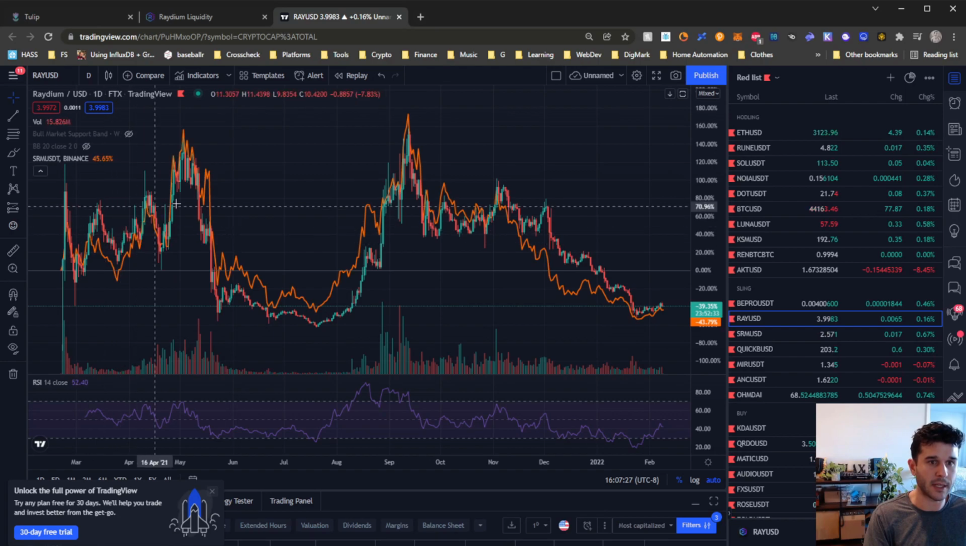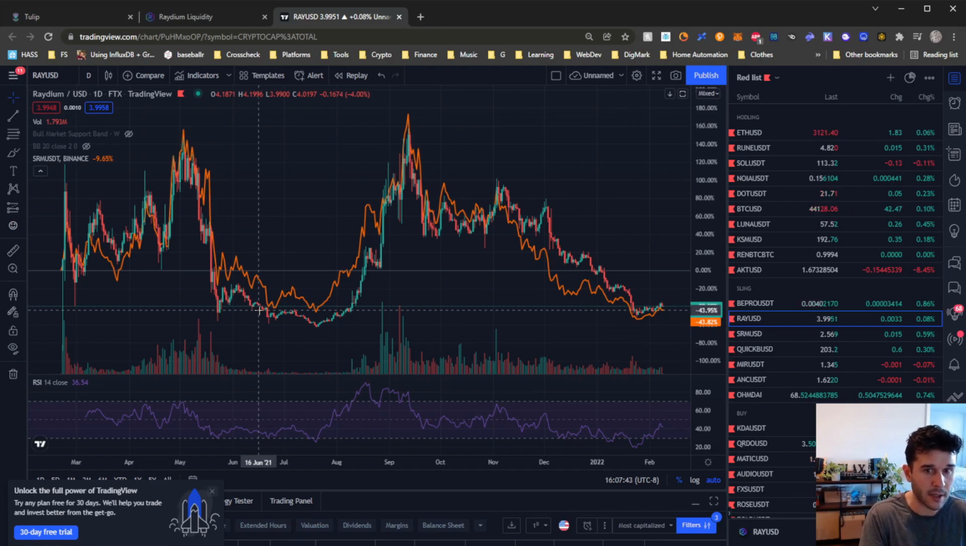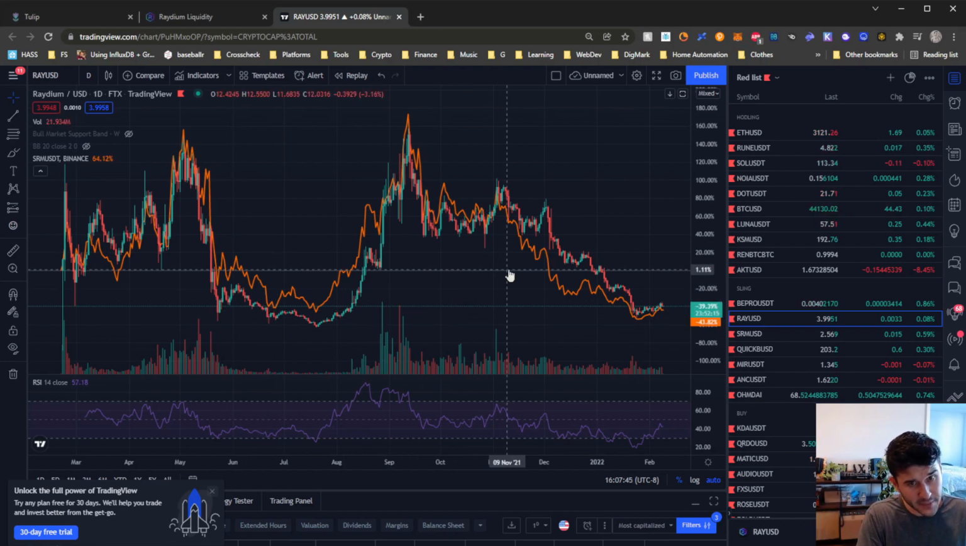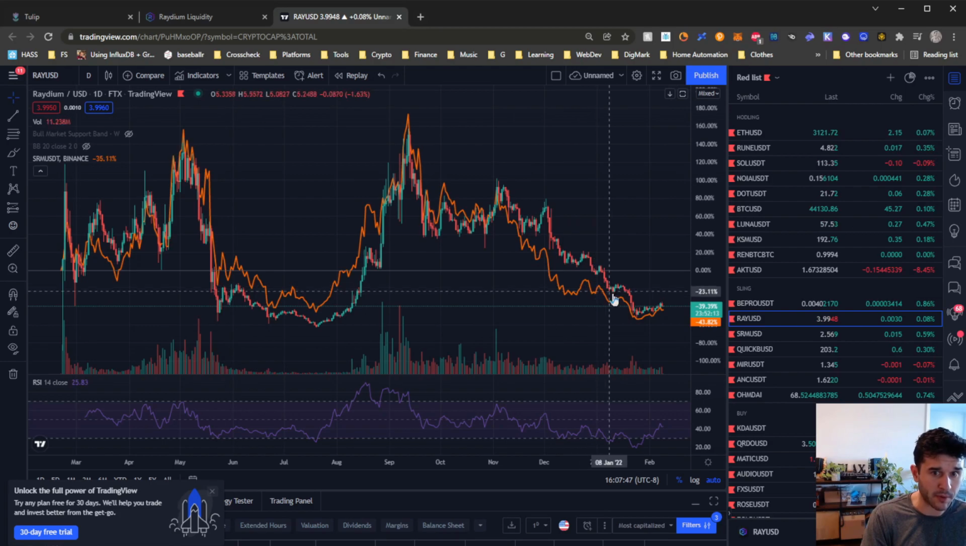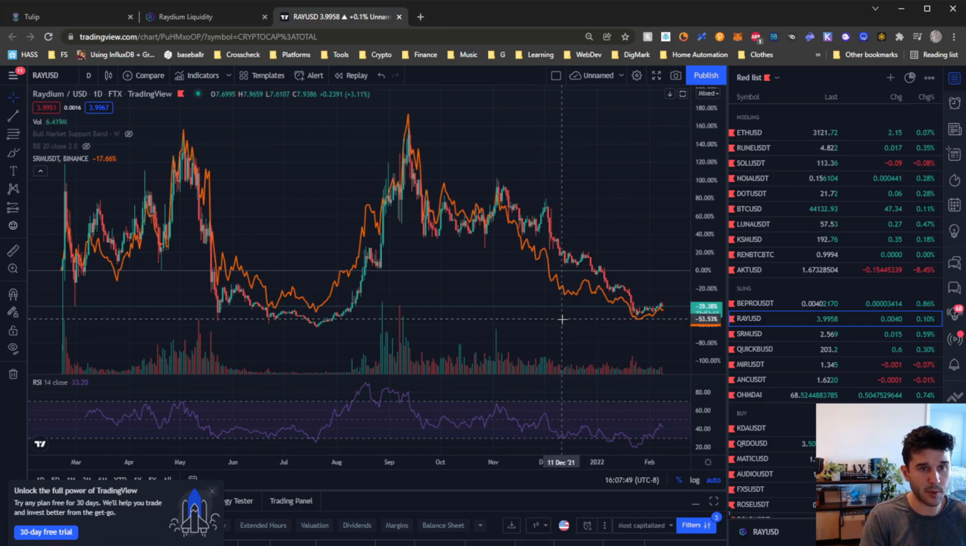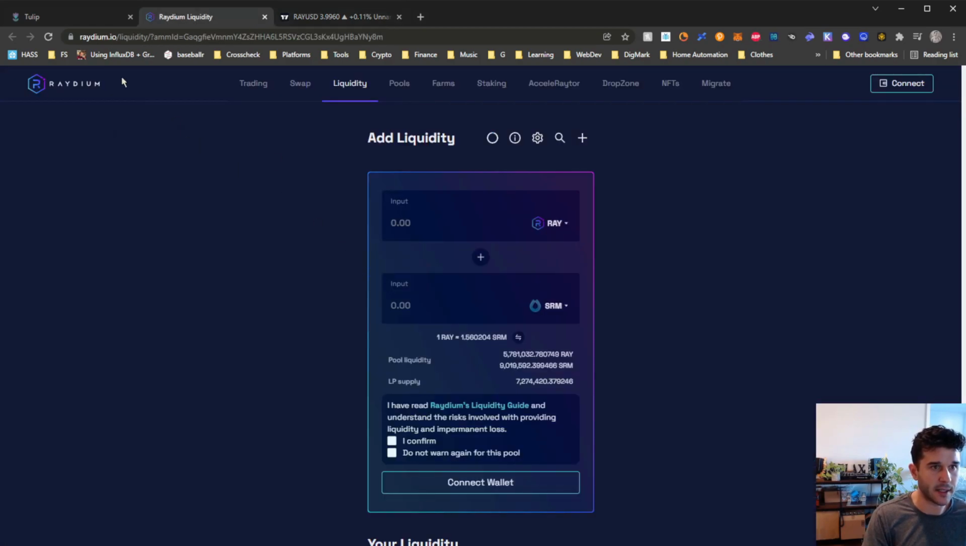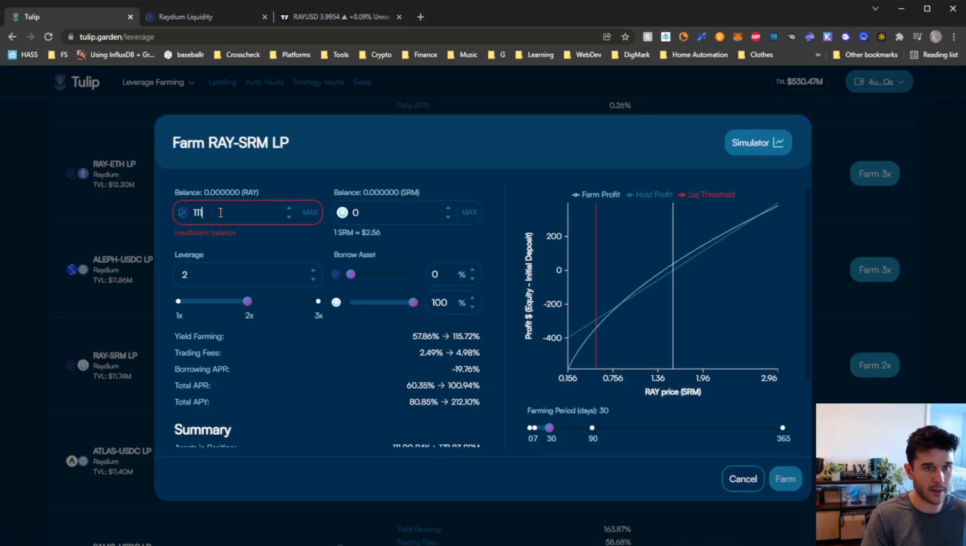This chart, the candles represent the price of Radium, and the orange line graph is Serum. So as you can see, super correlated. I've been in this pool for a few months now, and I haven't really had to manage it at all. In fact, Radium has slightly outperformed Serum over the last couple months, which is actually ideal because that is the side of the pair that I supplied.